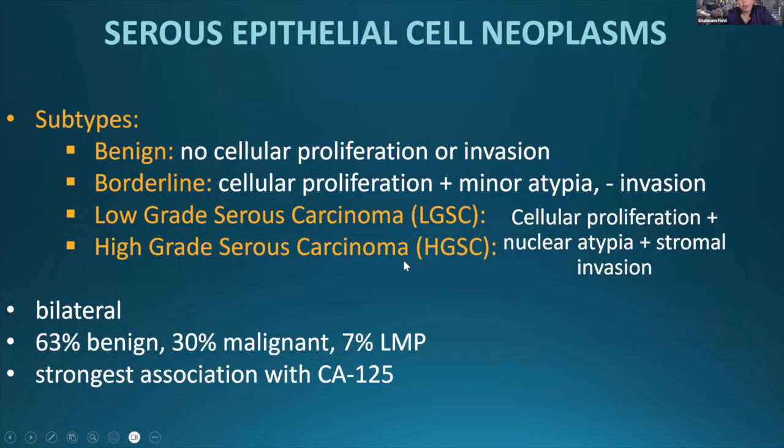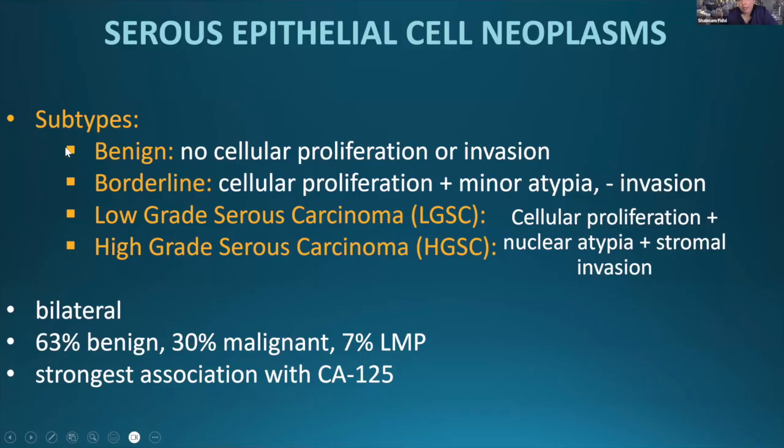Let's first talk about serous epithelial cell neoplasms. Now, these are typically bilateral lesions. 63% are benign, 30% are malignant, and 7% are low malignant potential. They're the category that have the strongest association with CA125. Remember, I said up to 30% of mucinous tumors will have a false negative CA125.